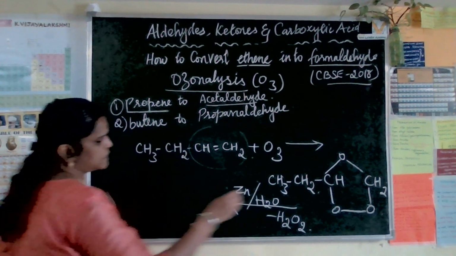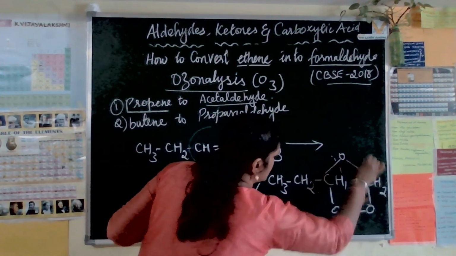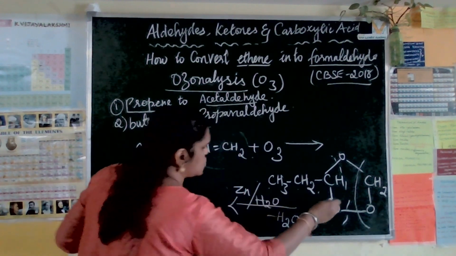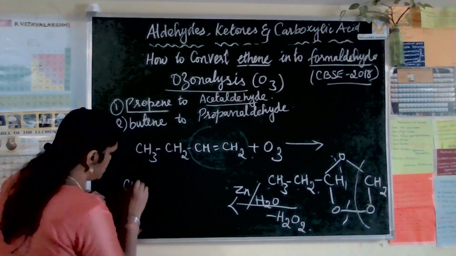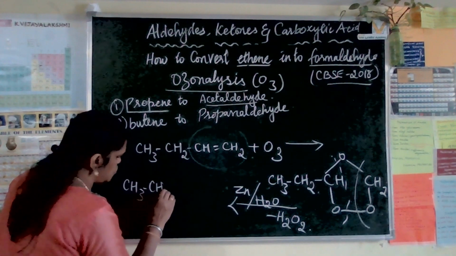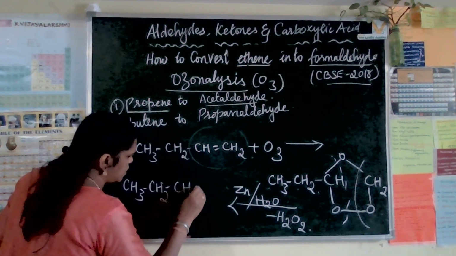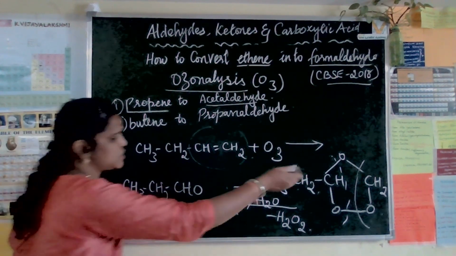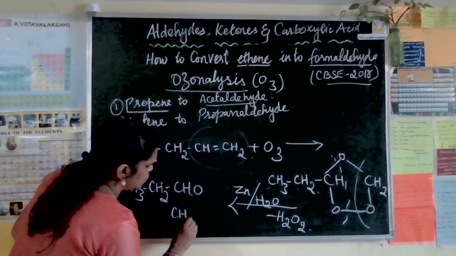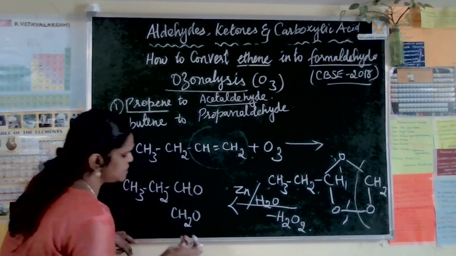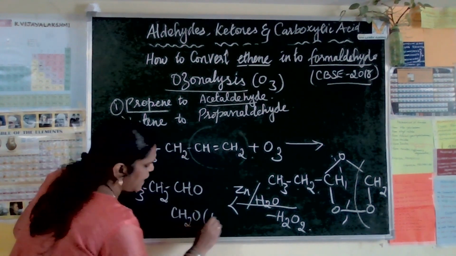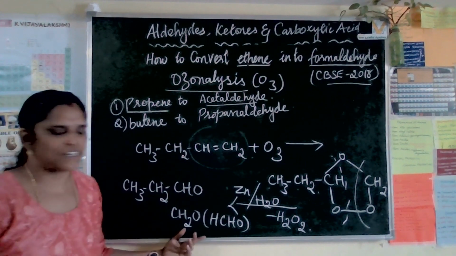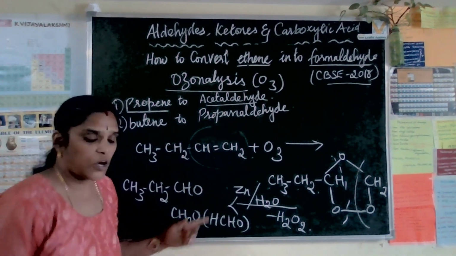Okay, now what is it? Now the bond breaks. Now what will you get? CH3, CH2, CHO. Yes, CH3, CH2, CHO. What is this? 1, 2, 3. Propanaldehyde. Okay, the next one, CH2O. So CH2O means what? HCHO, formaldehyde. That is what I just mentioned. Hope you're clear with this.